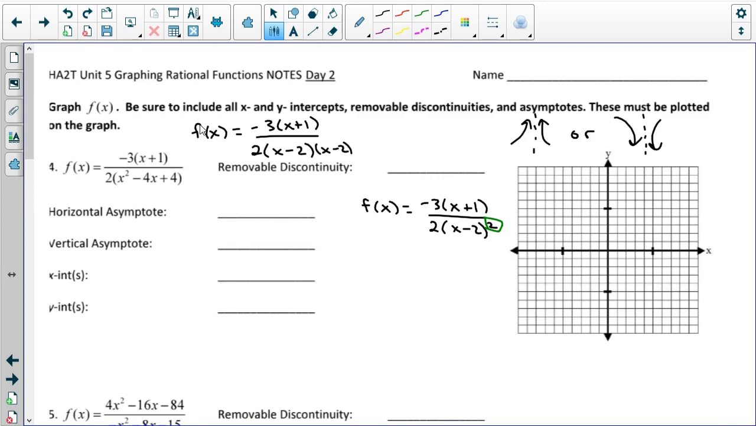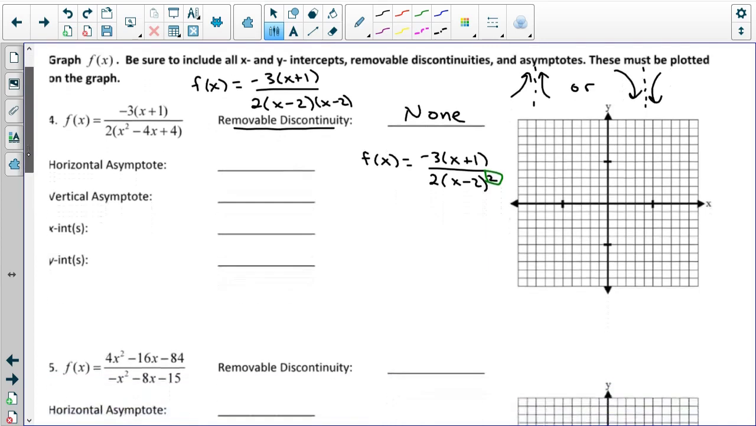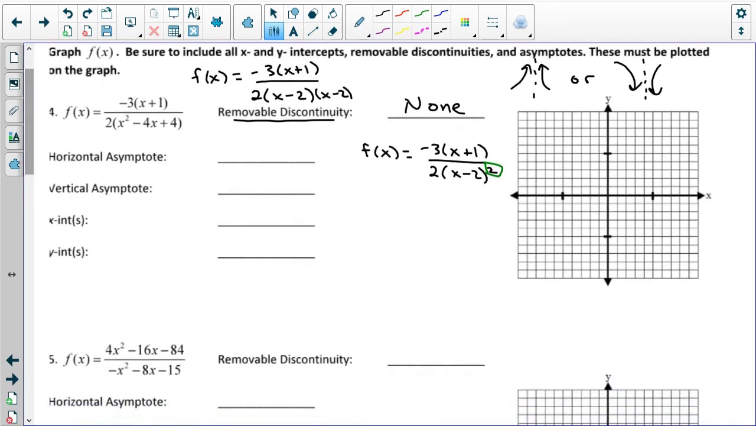I have no removable discontinuities. I have no holes because there's nothing that cancels off from both the numerator and denominator. Nothing makes both of them 0. Horizontal asymptote is going to be, once again, y equals 0. The power on the bottom is bigger than the biggest power on the top.